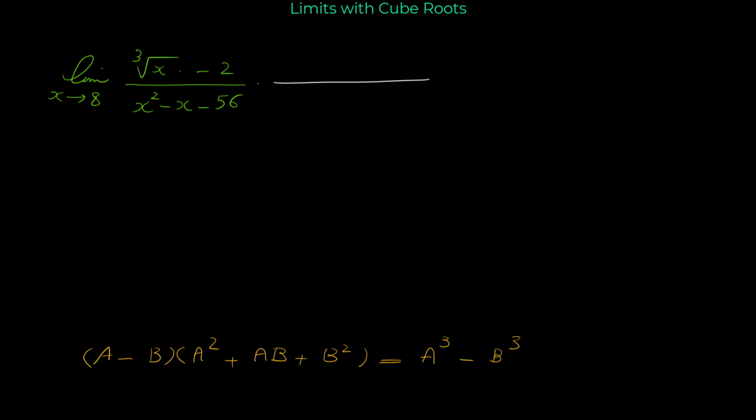So we want to multiply the numerator and the denominator by a to the 2. What is a to the 2? A to the 2 is cube root of x to the 2 plus a times b. A is cube root of x and b is 2. So a times b is cube root of x times 2, or you can say 2 cube root of x, plus b to the 2. b is 2 and b to the 2 is 2 to the power of 2. And we multiply the denominator by the same thing. Plus 2 to the 2.